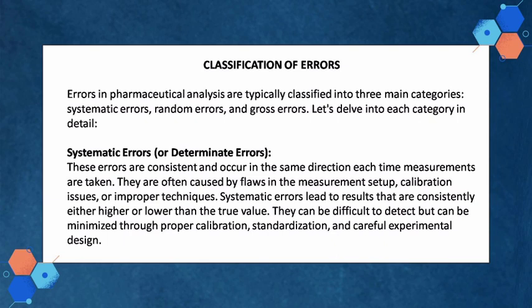These errors are consistent and occur in the same direction each time measurements are taken. They are often caused by flaws in the measurement setup, calibration issues, or improper techniques. Systematic errors lead to results that are consistently either higher or lower than the true value. They can be difficult to detect but can be minimized through proper calibration, standardization, and careful experimental design.